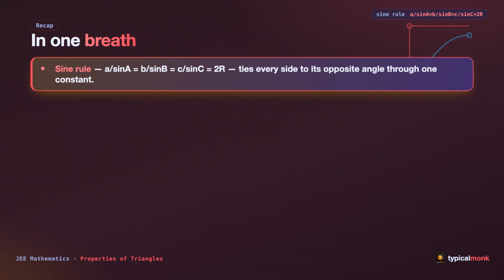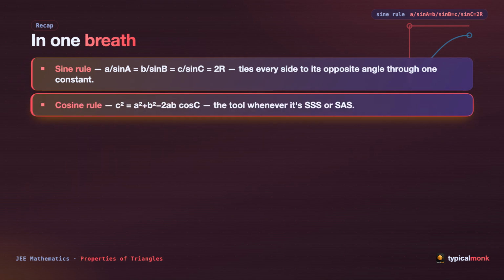Let us gather the whole class in one slow breath. The sine rule. a over sin A equals b over sin B equals c over sin C equals 2r, ties every side to its own opposite angle through one shared constant. The cosine rule. c squared equals a squared plus b squared minus 2ab cos C is the tool whenever you have three sides, or two sides and the angle between them.